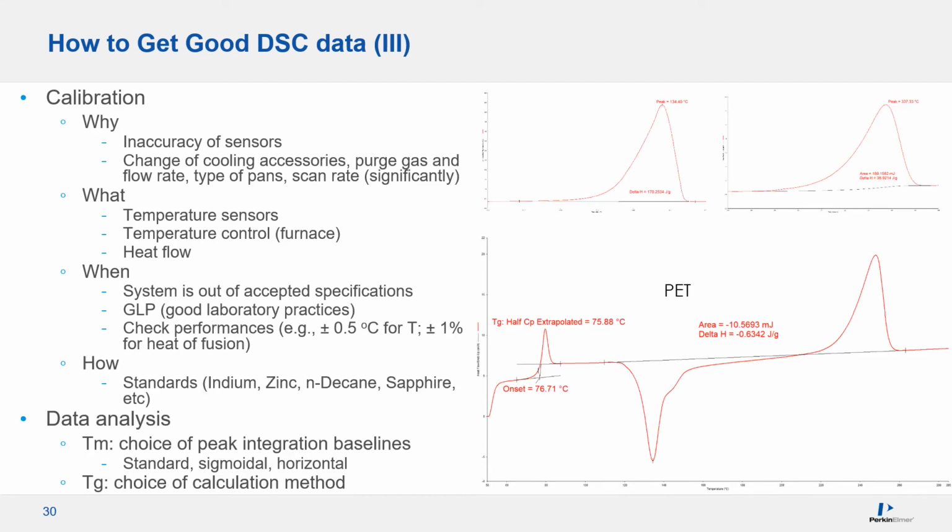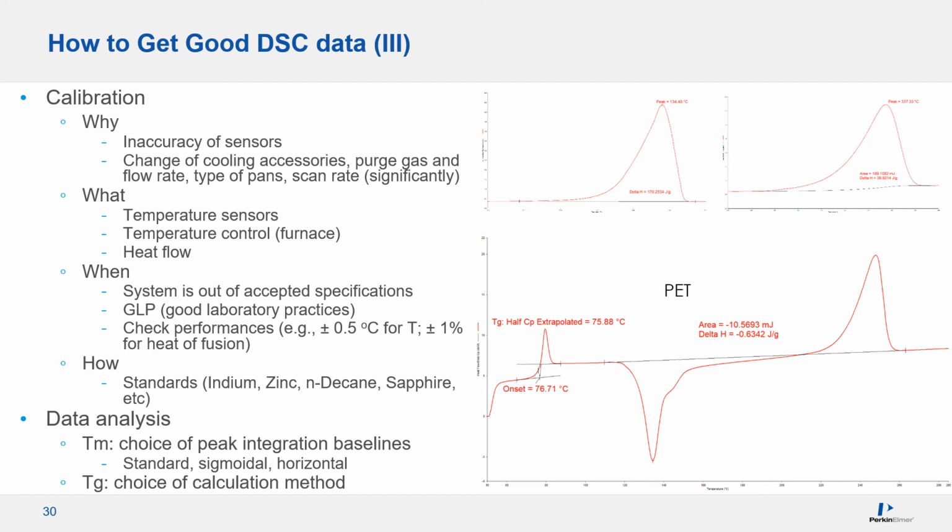Regular calibration is often neglected, but it's critical for getting accurate data. Even if the DSC is well maintained, you need to recalibrate it after you have changed the cooling device, purge gas, type of pans, and last but not least, scan rates. Always have your indium or zinc standard ready for a quick check of performance. Most users have plus minus half degree as the temperature tolerance and 1% for delta H acceptance criteria.